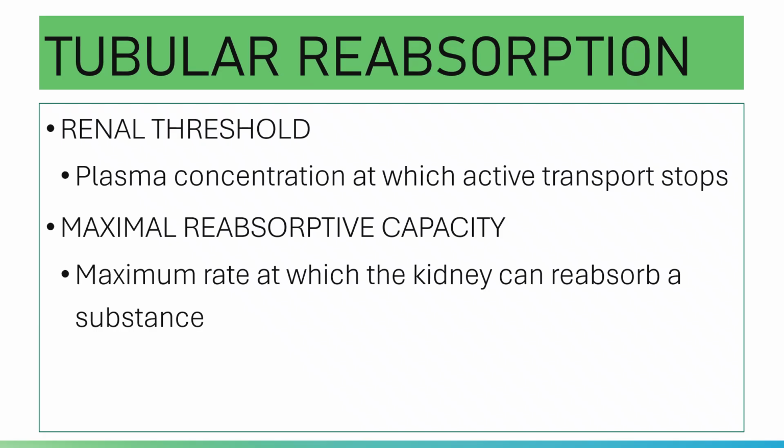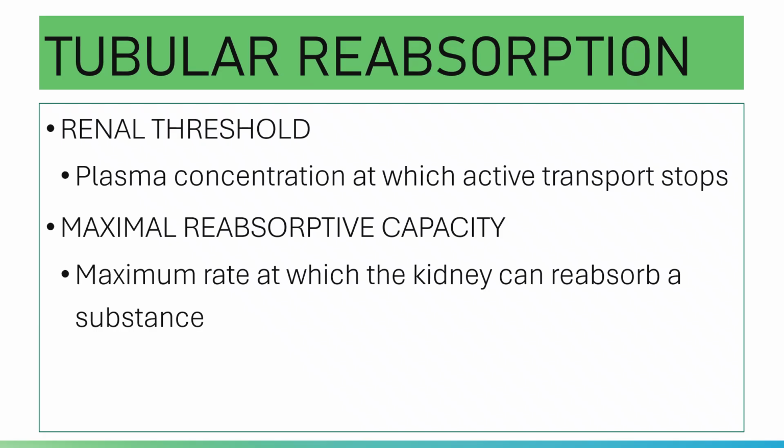But once the plasma concentration exceeds the threshold, the transporters are saturated, meaning they cannot anymore accommodate the other substances, and these substances which are not transported will remain in the urine, and they will be excreted in the urine.